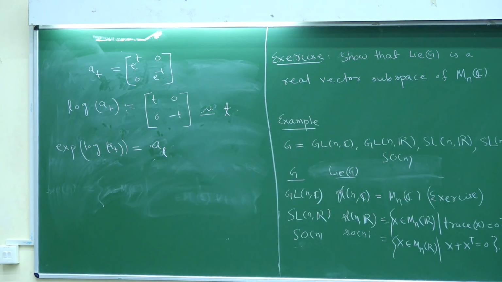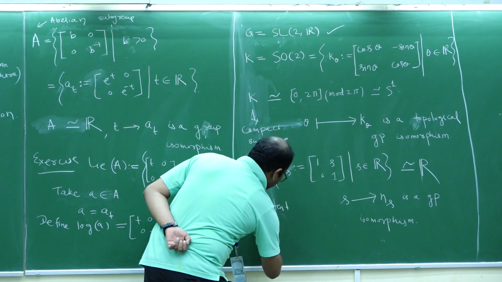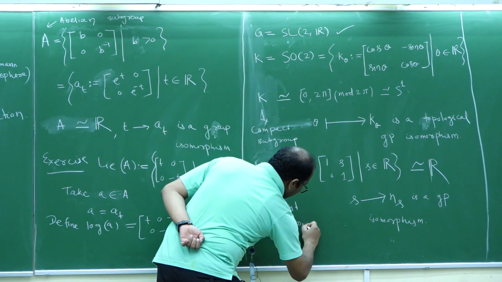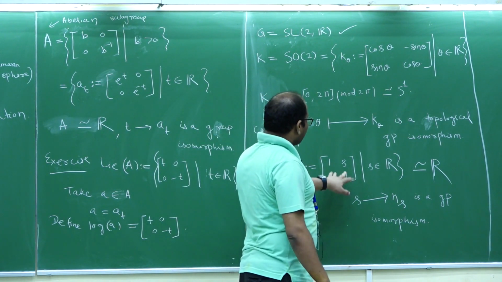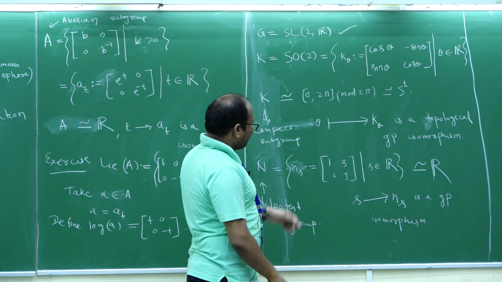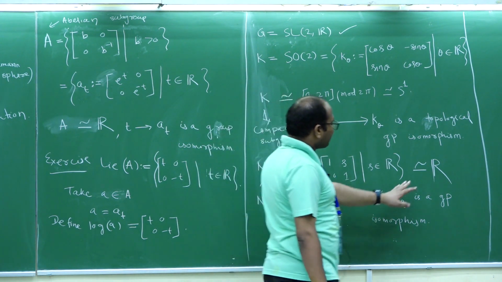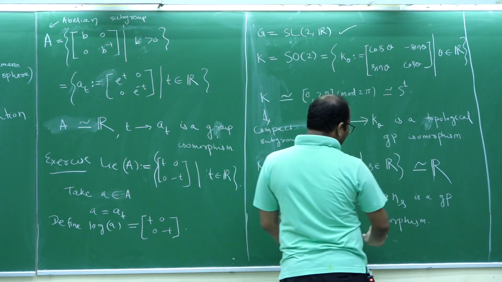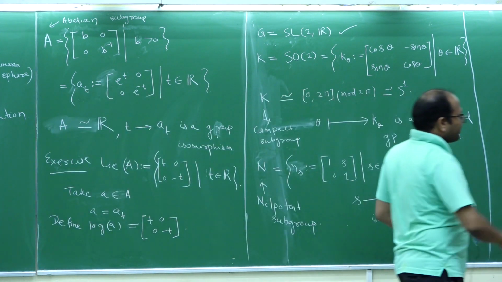Okay, so that is what is there. So I have defined A. Similarly, there is another group N. N stands for the nilpotent group. This N is the collection of all matrices of the form 1, s, 0, 1. So these are upper triangular matrices with diagonal entries 1. And this group is isomorphic to R, with s going to n_s a group isomorphism. So we will use these notations throughout my lecture.